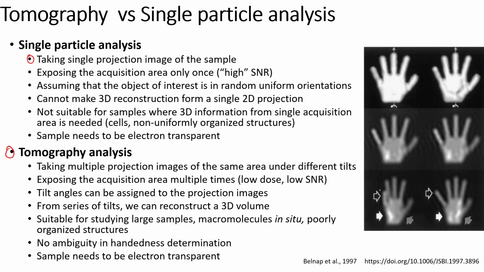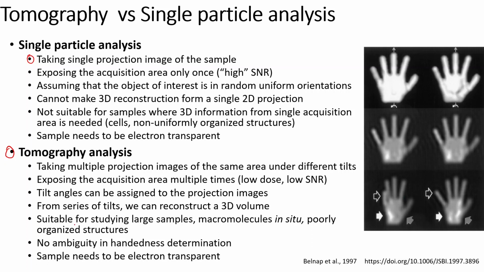In electron tomography, or in tomography at all, if we tilt our sample, we can distinguish whether we are looking at the left or the right hand, because we get different relative positions between the fingers. You can see that the thumbs and the little finger are pointing towards different directions under the same tilt. If you take the projection image under the tilted angle, then you can clearly distinguish the handedness of your sample.